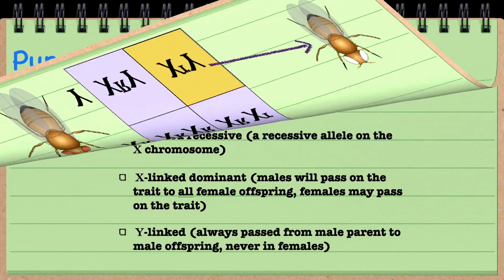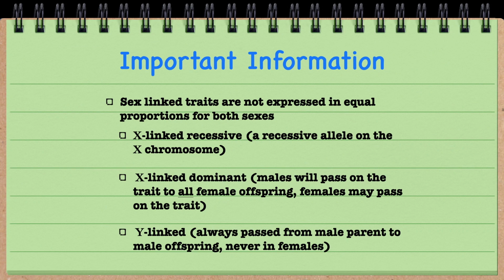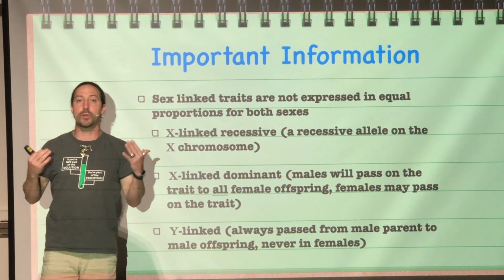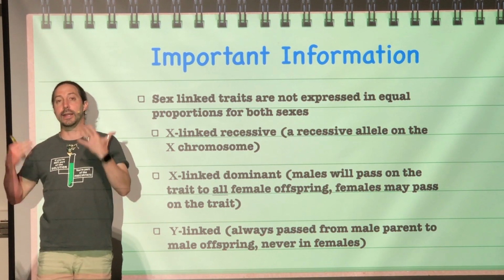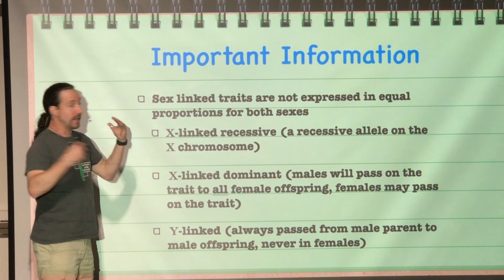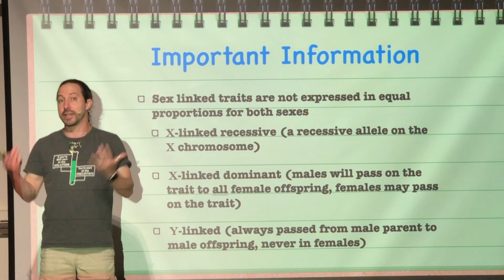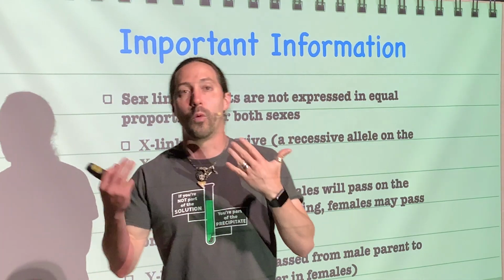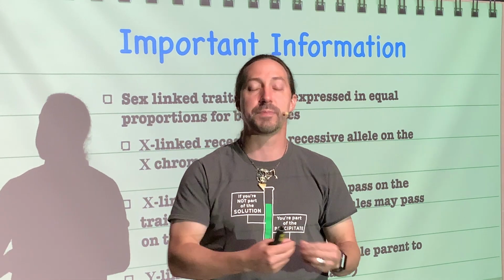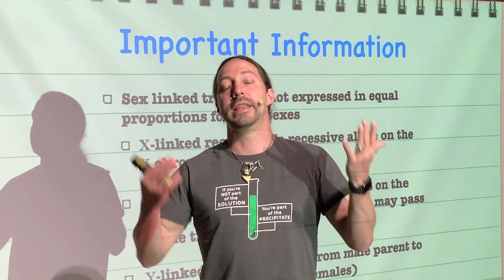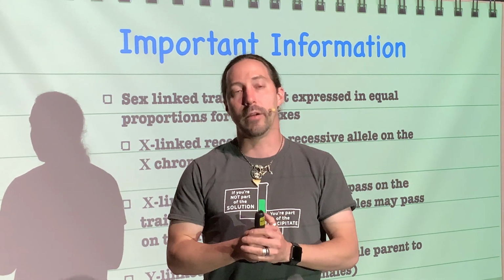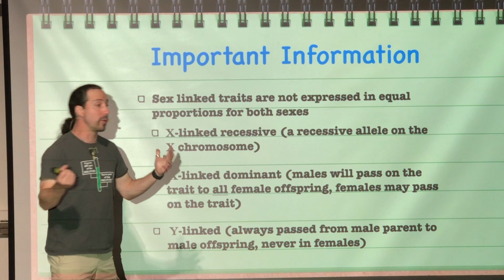And this leads us to some important information. First off, sex-linked traits, they're not going to occur in equal proportions in both sexes. It's going to occur more often in males than it will in females. And the one we were just looking at was X-linked recessive. And that's the recessive allele that happens to be on the X chromosome. In that case, the white-eyed trait appeared more often in the males than it occurred in the females, because the males couldn't be heterozygous. They only have one of that specific chromosome, and thus they only have one version of that gene. So they will show that trait.